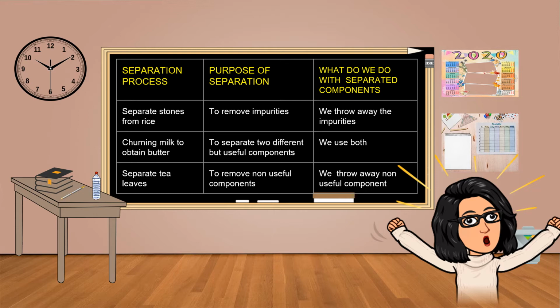Students, the purpose of separation is to separate two different but useful components. Both are useful, butter as well as buttermilk. And yes, I hope we all love both the components. Right? So, we use both of them. Separate tea leaves, to remove non-useful components. Tea leaves are of no use. So, again we throw them away.